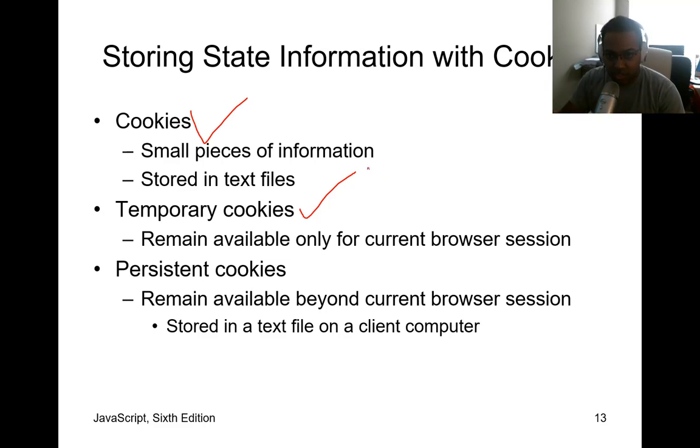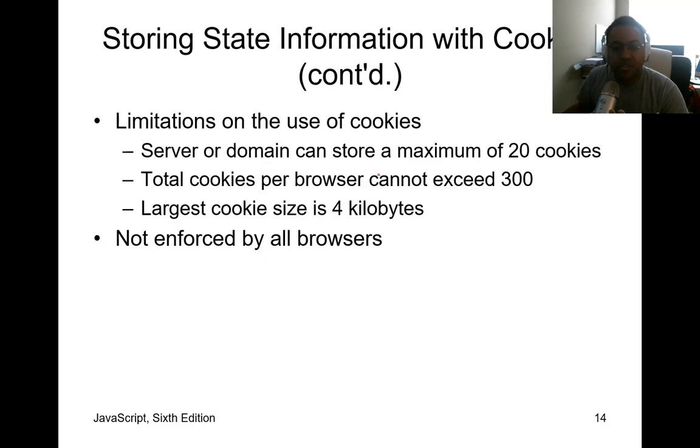Now, persistent cookies are cookies that most information security professionals kind of don't like. And the reason why is because persistent cookies hold information for periods of time longer than the session. And that can be dangerous, especially if the information contained within the cookie is personally identifiable information or intellectual property of the organization for which you work. So, persistent cookies remain available beyond the current browser session, and they're stored in a text file on the client computer.